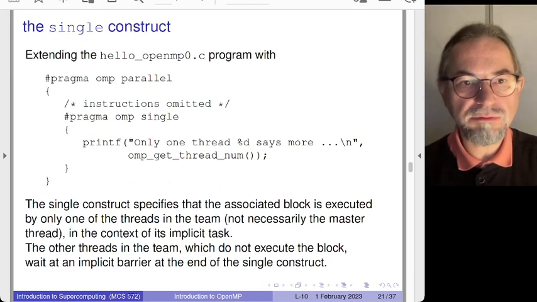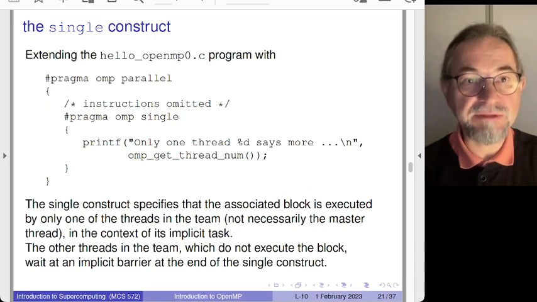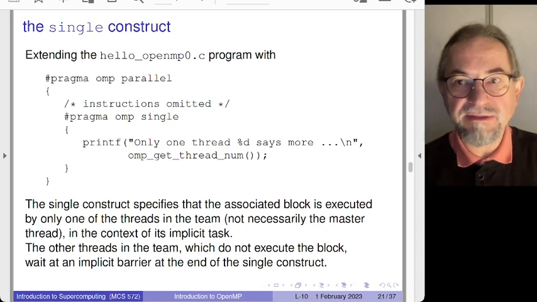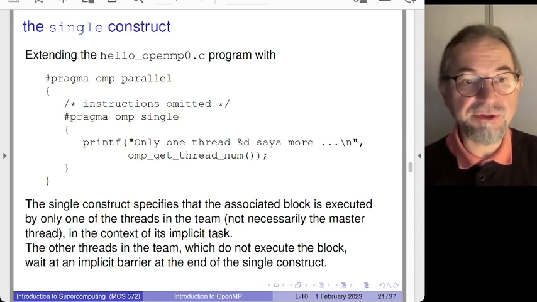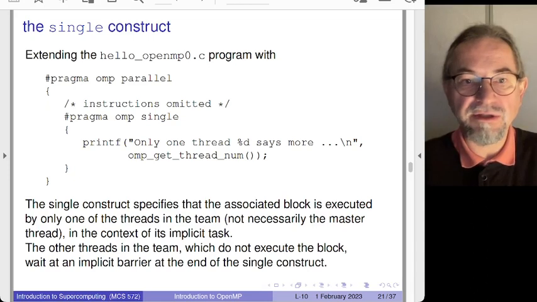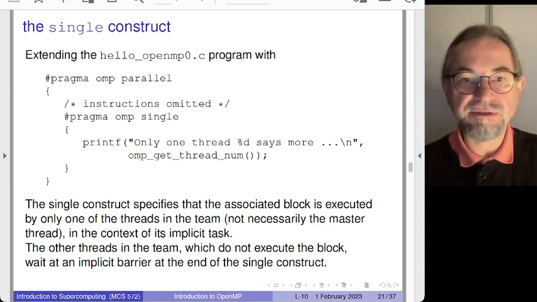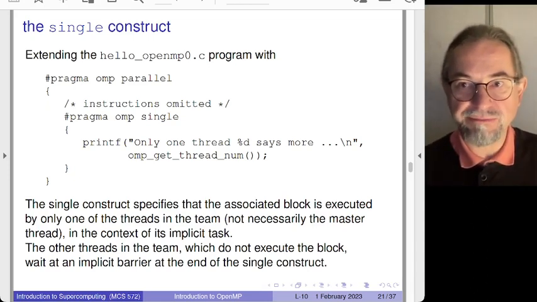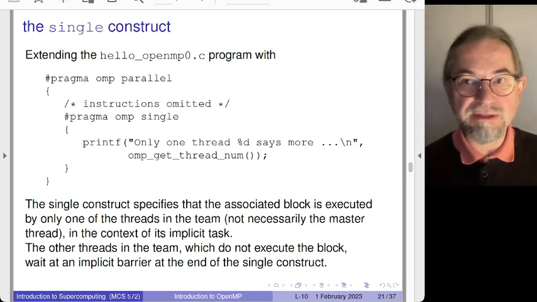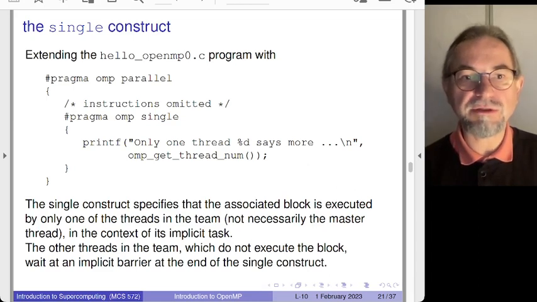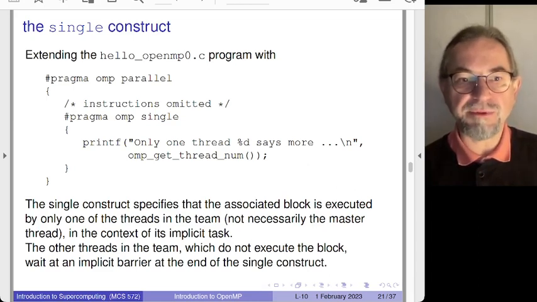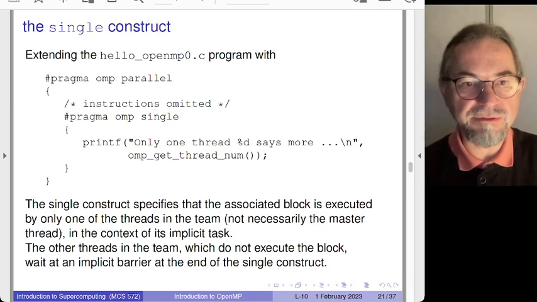So we have the single construct. So you can say that I don't really care which thread executes this, but actually I want that one single thread does this, and who it is is actually not really the master. So in some sense with the crew, there's actually not really that hierarchy. So we want any available thread to execute this.